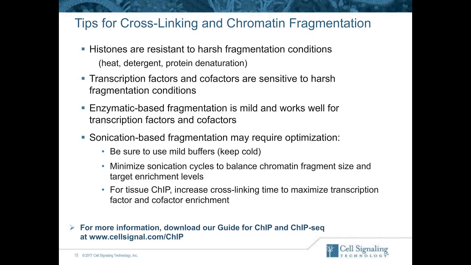And that is, you want to use mild buffers that have low detergent. You want to keep your samples cold. You want to minimize your Sonication cycles to really balance the chromatin fragment size and the enrichment levels of your target of interest. And finally, for tissue, you may want to increase the cross-linking time to maximize your transcription cofactor and transcription factor ChIP enrichment.